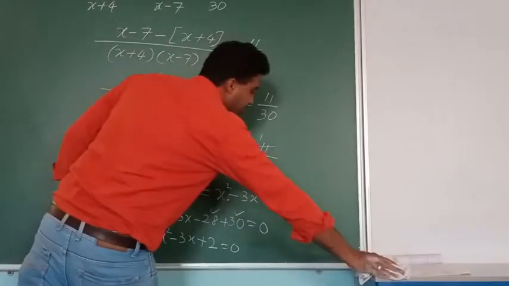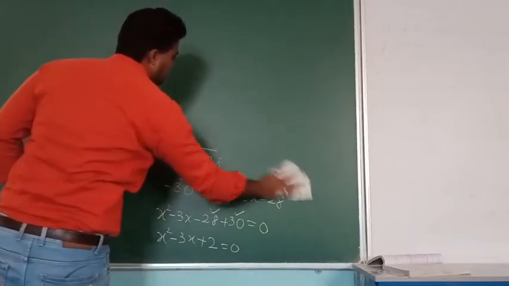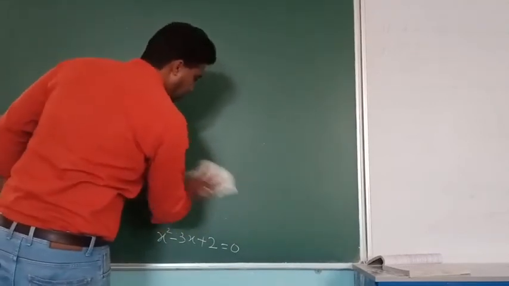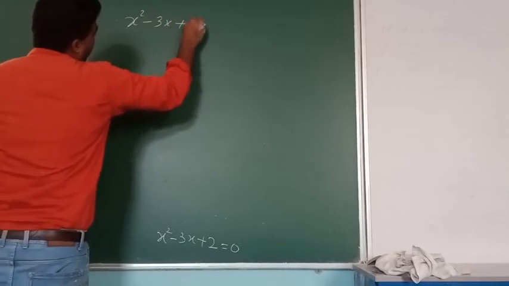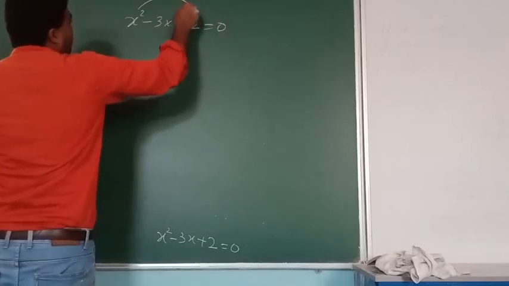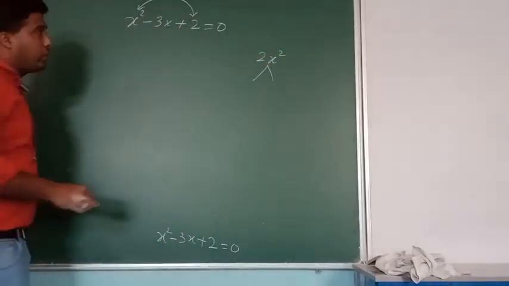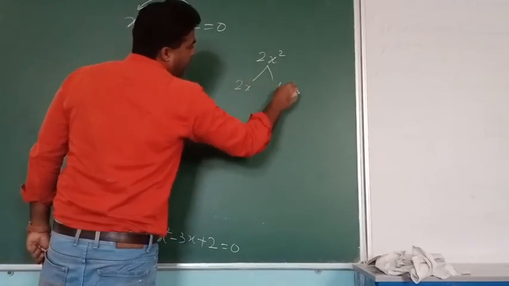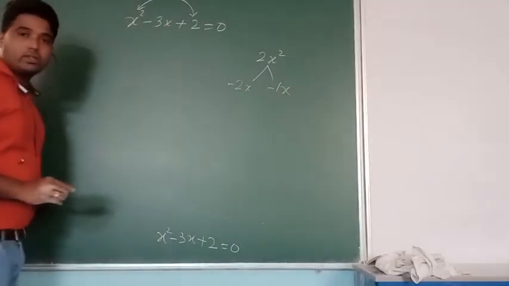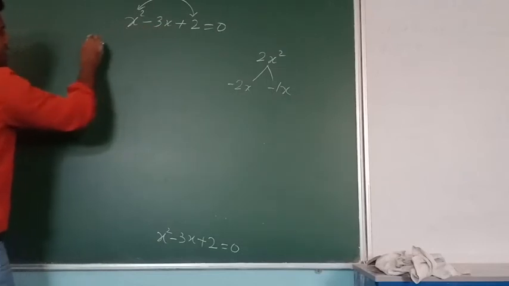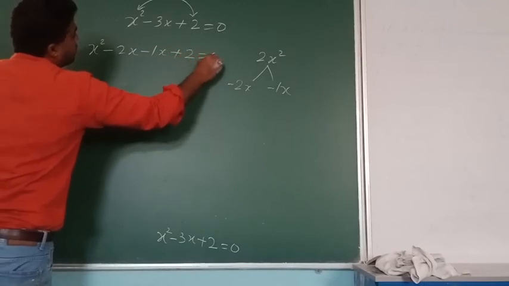Let us see how to factorize this. The equation is x square minus 3x plus 2 is equal to 0. Multiply the first and last terms, it becomes 2x square. Then what about the factors of 2x square? 2x and 1x. Since it is minus 3, it becomes minus 2x minus 1x. We replace in place of minus 3x: x square minus 2x minus 1x plus 2 is equal to 0.